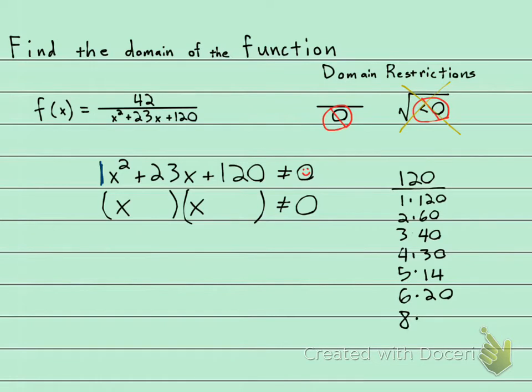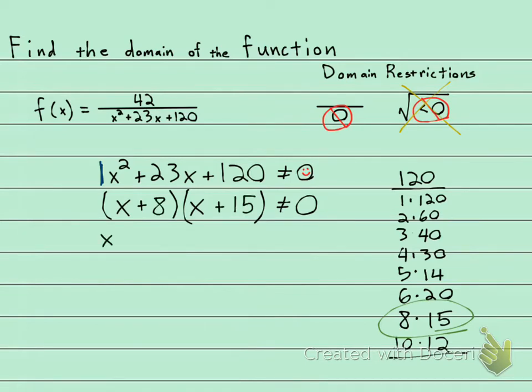8 and... okay, grab my calculator. 8 and 15. Let's see, 120 divided by 9. Nope, 9 doesn't work. 10 works, of course. 10 and 12. 11 doesn't work. So here's my possibilities. So which ones of these will add to give me a positive 23? That's going to be right here, 8 and 15. So to factor this, it's x plus 8 and x plus 15.